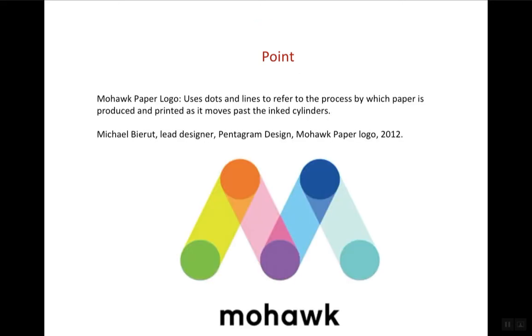So let's look at some examples of point that are used in graphic design and fine art. So first we'll look at point in the context of graphic design, and here you see the Mohawk paper logo from 2012. And the dots and lines refer to the process by which paper is produced and printed. It's a clever logo because it refers to the thing it's talking about. It's also very simple. It's only really using lines and points.